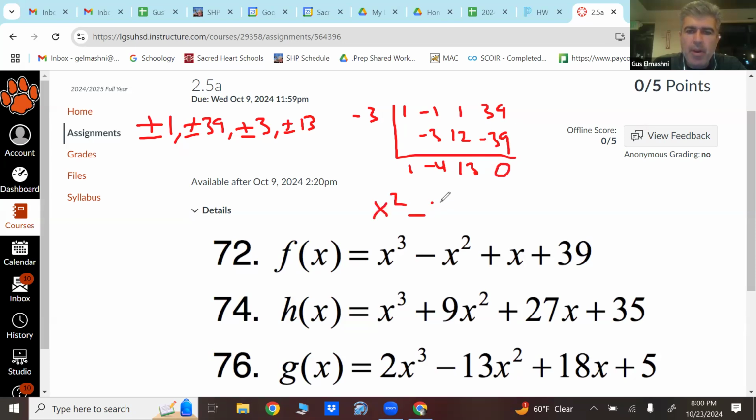You're getting x squared minus 4x plus 13. And you do quad form or completing the square. It's up to you. Do you have a preference whether you want to do quad form or completing the square?